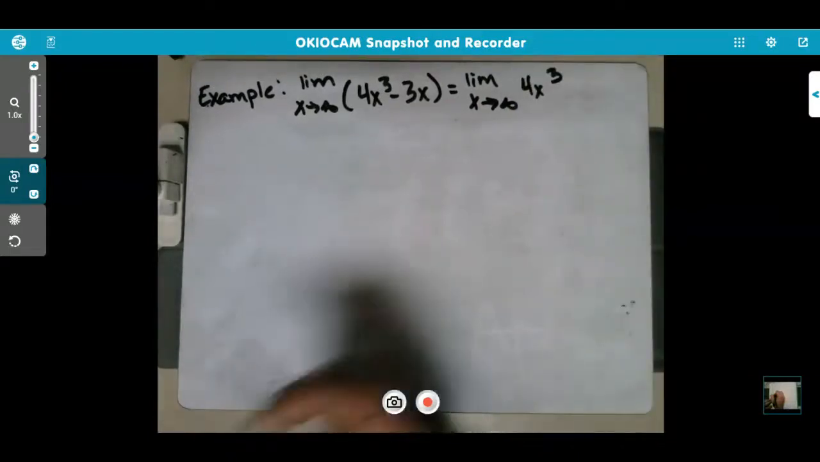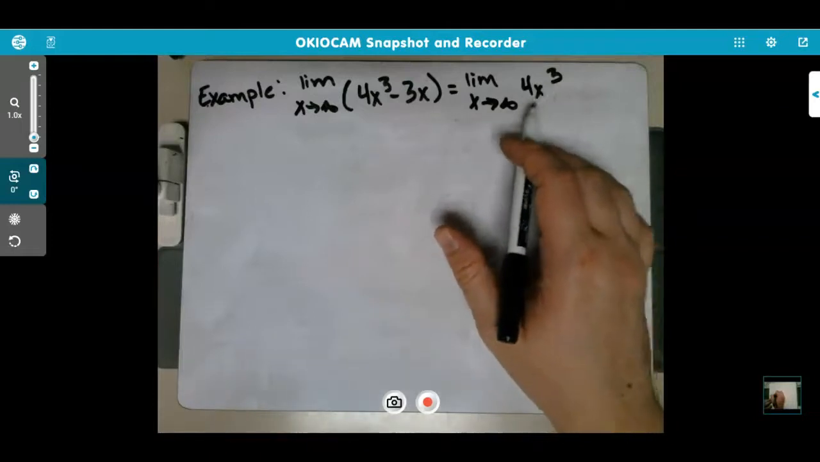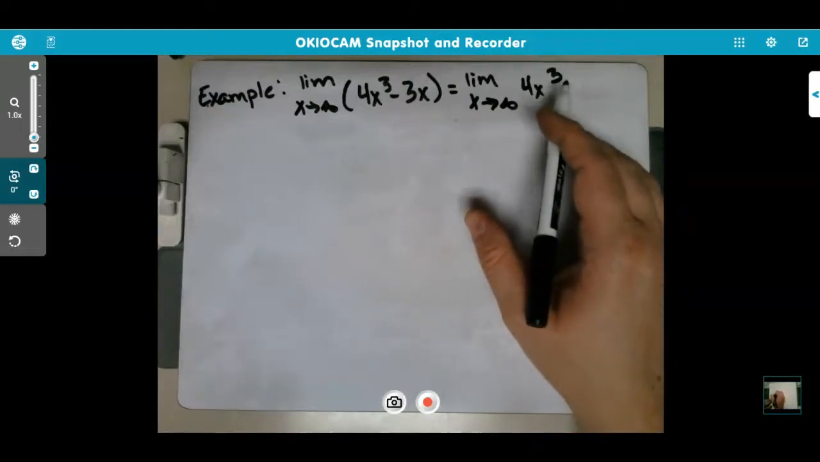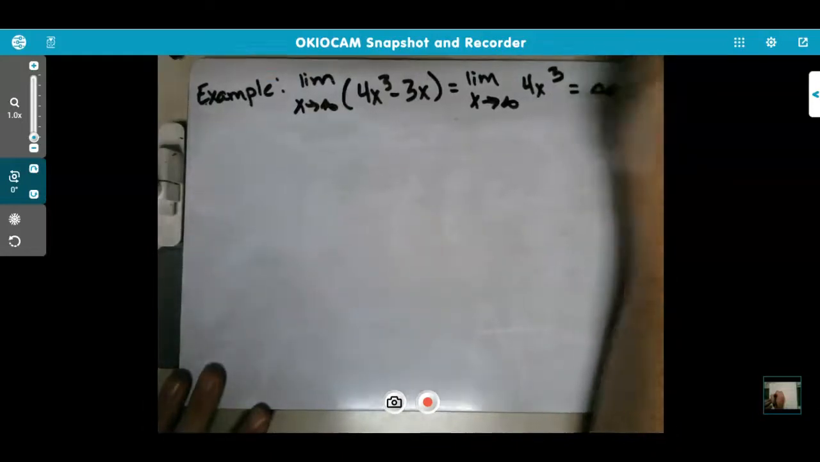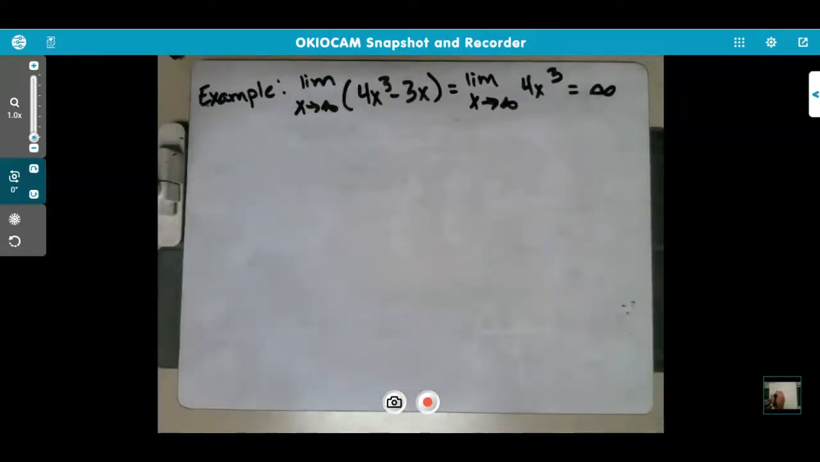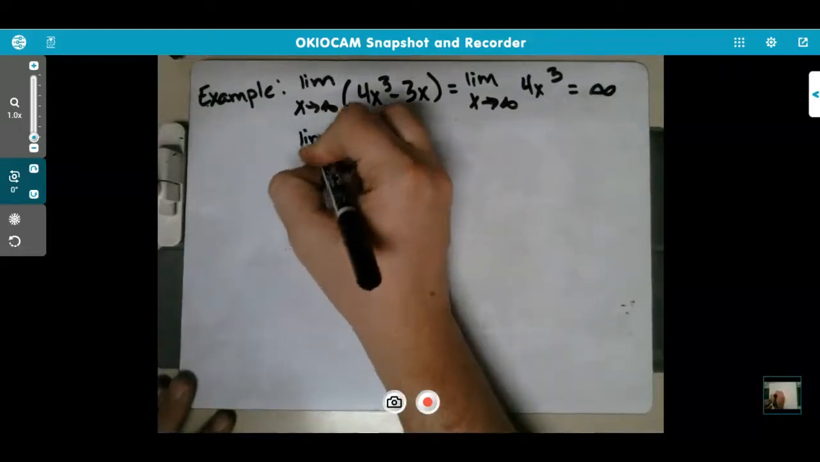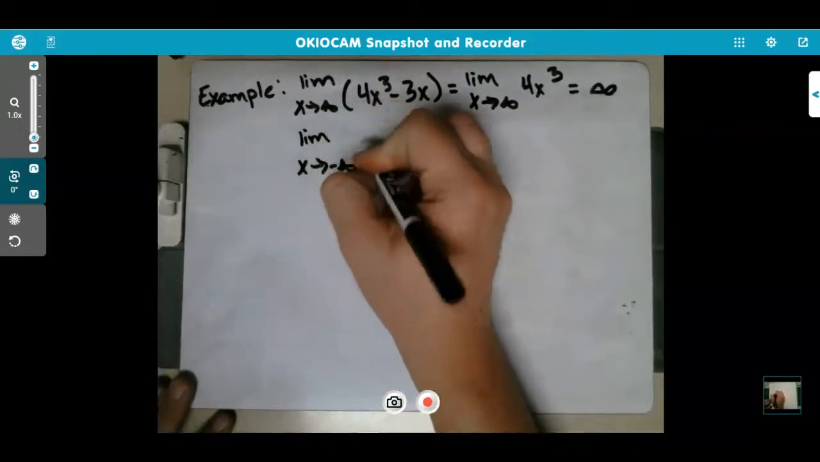Well, I can tell here as x grows and grows and grows, x to the third is going to grow and grow and grow too, right? So this is just going to approach infinity. Let's do negative infinity now and see what happens there.